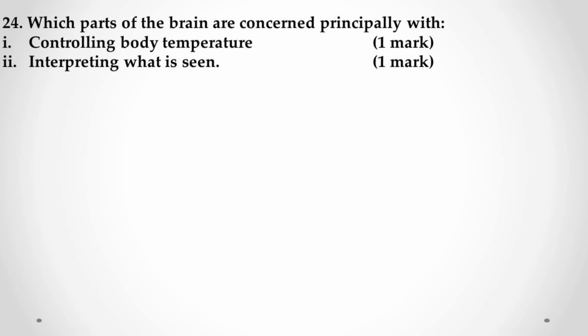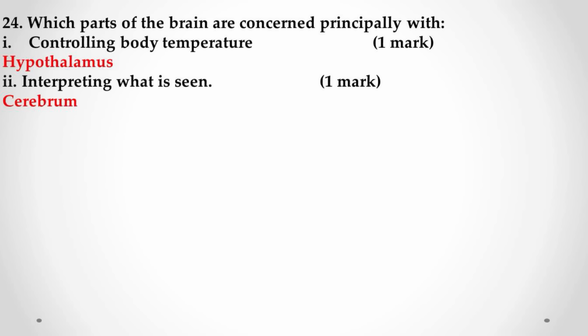Question 24. Which parts of the brain are concerned principally with 1. controlling body temperature, and 2. interpreting what is seen? The part of the brain concerned with controlling body temperature is called the hypothalamus. And the part concerned with interpreting what is seen is called the cerebrum.